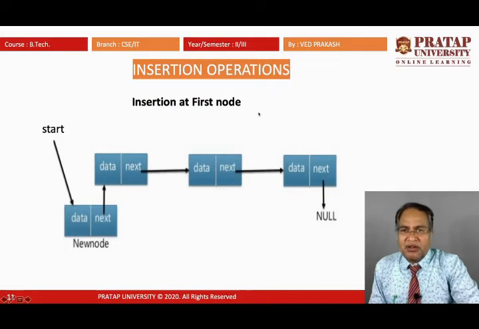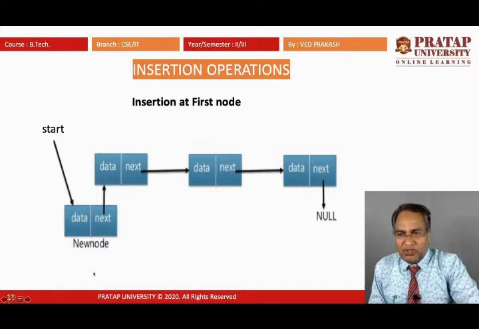The basic operations which are performed on the linked list are insertion and deletion. The insertion operation is also categorized in three categories. The first is insertion at the first node, also known as insertion at the beginning. This is our given linked list. In this linked list, this is the first node, this is the second node, and that is the last node. So our aim is to add the new node at the first node.